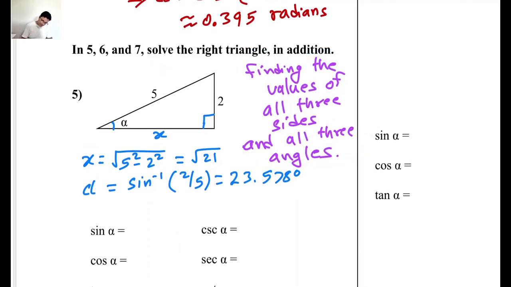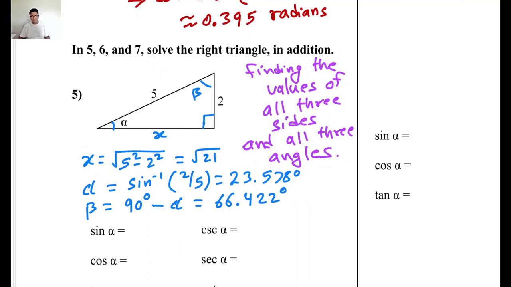Okay. And next, the remaining angle is beta. You can solve that more easily because the sum of the acute angles has to be 90 degrees, right? So that angle beta there will be 90 minus alpha, because the other angle is 90 degrees. And if you do 90 minus 23.578, you are going to get 66.422. You can punch that on a calculator.